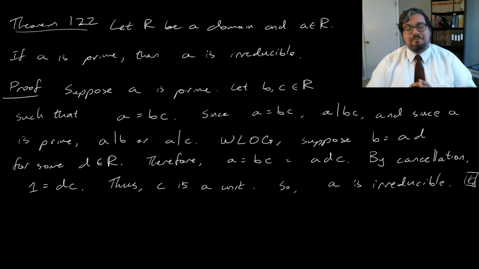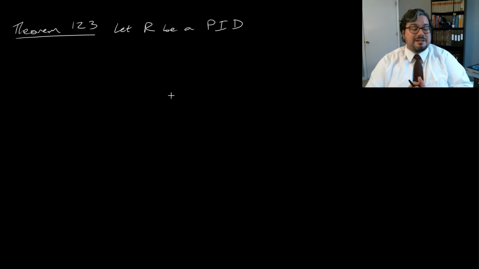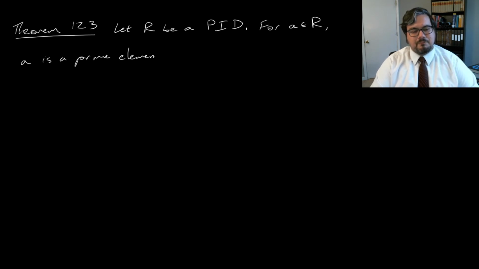Now, that said, the two notions do coincide, as we see in some cases. For example, they coincide in the integers. And in general, they coincide for principal ideal domains. So theorem 123, let R be a principal ideal domain. Remember, that means that every ideal is generated by a single element. For A, an element of R, we have that A is a prime element if and only if A is irreducible.